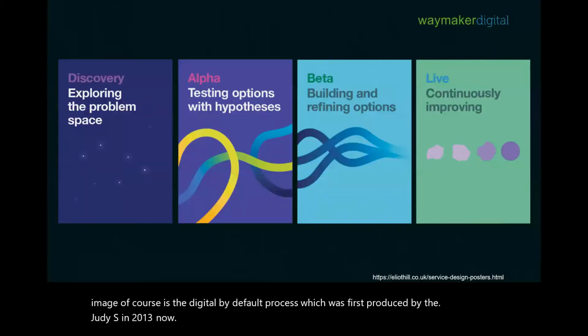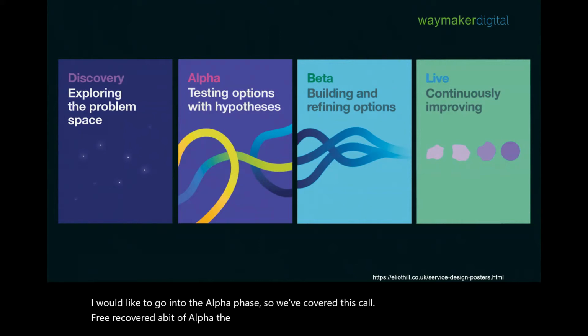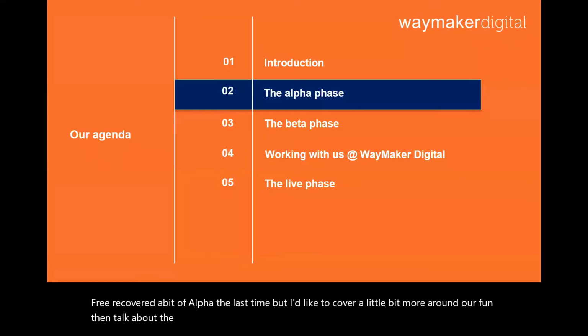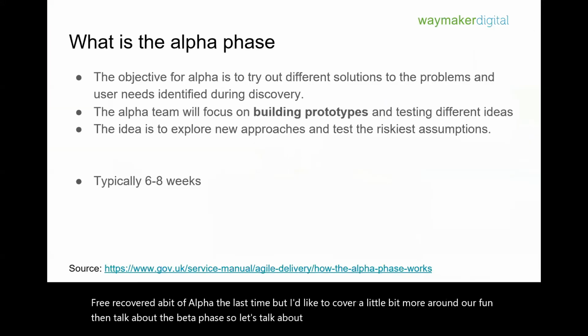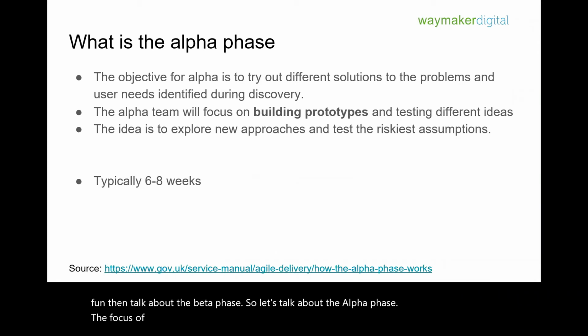Now, I would like to go into the alpha phase. So we've covered discovery. We covered a bit of alpha the last time, but I'd like to cover a little bit more around alpha and then talk about the beta phase. So let's talk about the alpha phase. The objective for alpha is to try out different solutions to the problems and the user needs that have been identified during discovery.